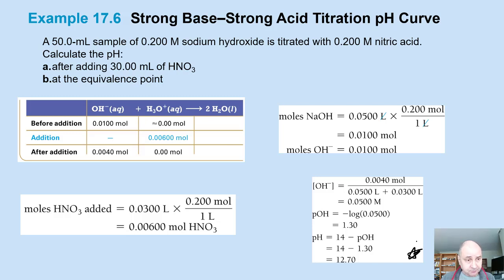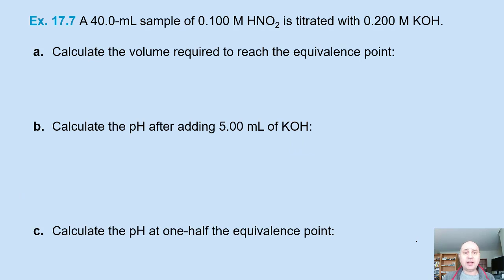But anyway, let's take a look at a different problem. Here we have a 40 milliliter sample of 0.1 molar solution of nitrous acid. Note that there's a huge difference between nitrate and nitrite. Nitrite is actually the conjugate base of a weak acid. So this is a weak acid, so we need to be careful here.